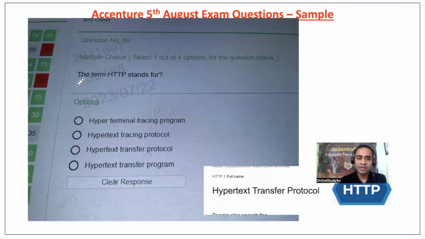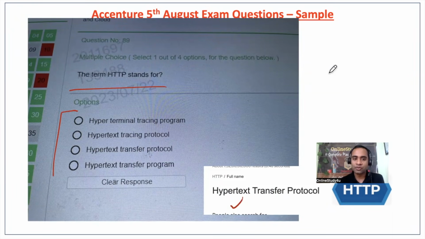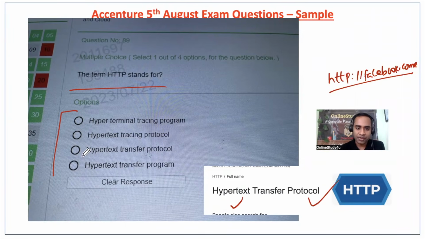Now the term HTTP stands for, so friends, HTTP is nothing but hypertext transfer protocol, right? HTTP and then slash facebook.com, this kind of websites you open. So here HTTP is nothing but hypertext transfer protocol. I have also put it here so that there will be no confusion. Remember transfer protocol, that's all, because generally the confusion will be between program or protocol. So remember transfer protocol.